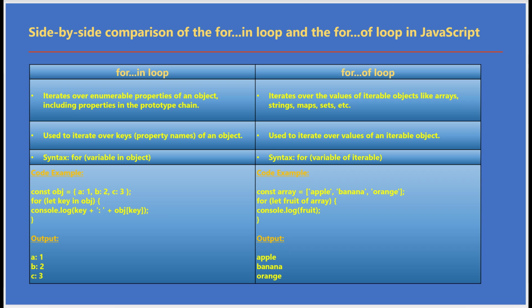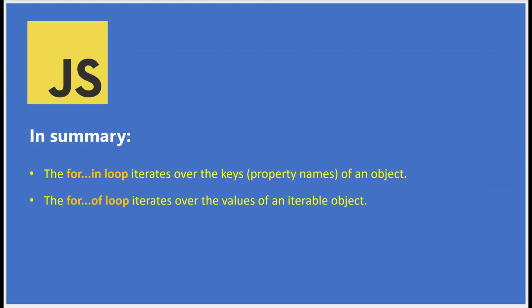In essence, the key difference between the two lies in what they iterate over. The for in loop is all about the keys or property names of an object. It's like a locksmith going through a bunch of keys, checking each one. On the other hand, the for of loop is concerned with the values of an iterable object. It's more like a fruit vendor going through their stock, checking each fruit. So next time you're writing a loop in JavaScript, remember, use for in when you need to iterate over properties of an object, and for of when you want to go through the values of an iterable object. Happy coding.